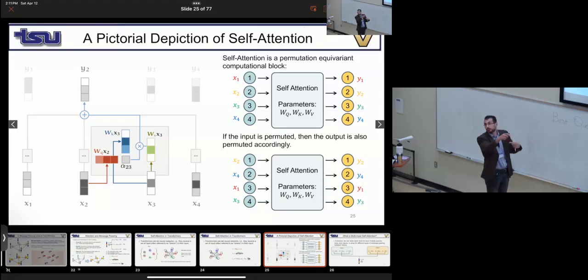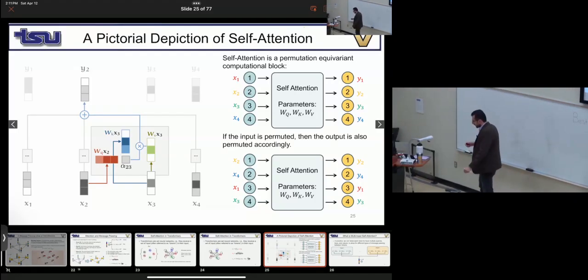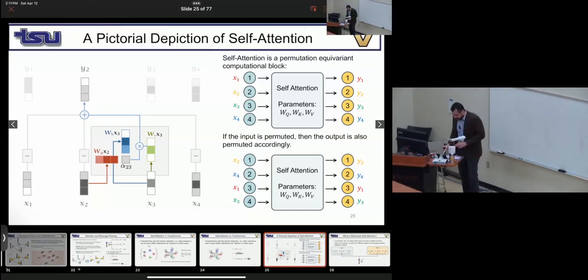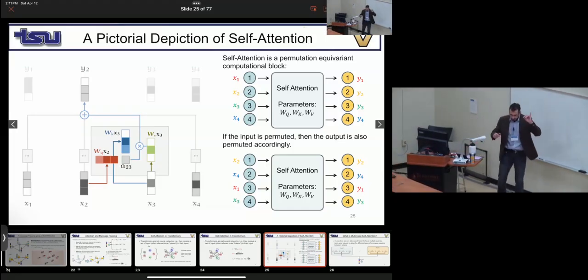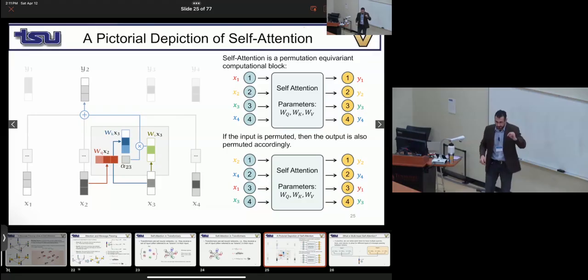And I do it for all other nodes. Okay. So now I told you that a transformer block is a permutation, is a set operator. And I also told you that a transformer network is actually a permutation equivariant computational block. So what do I mean by that?